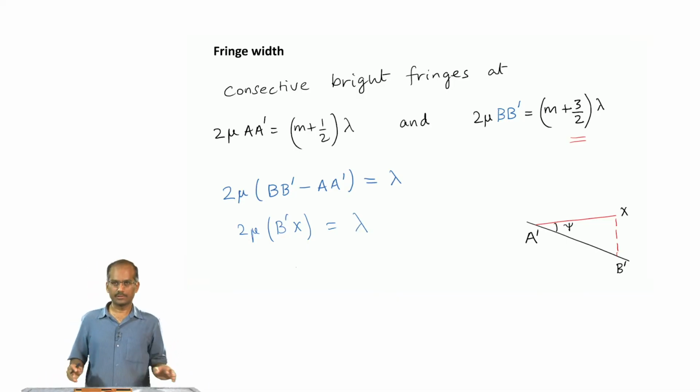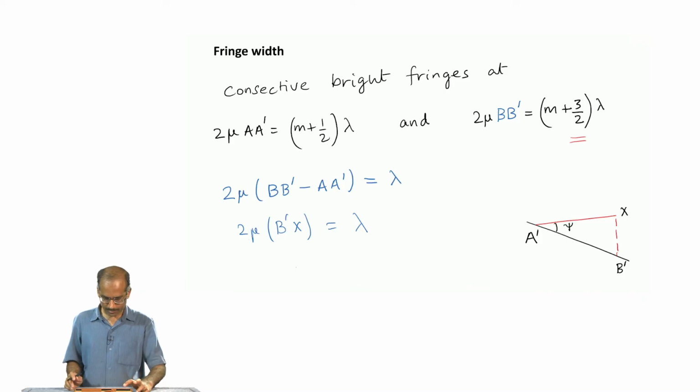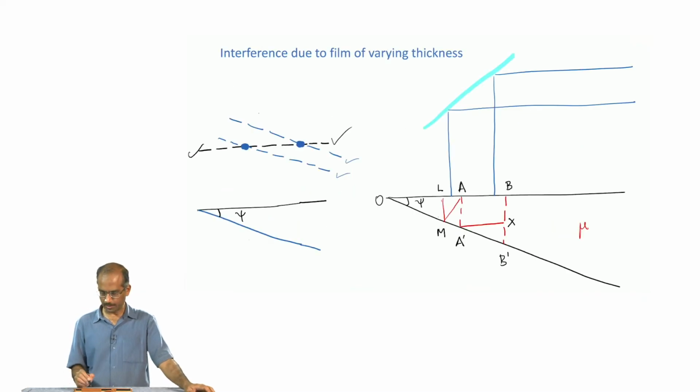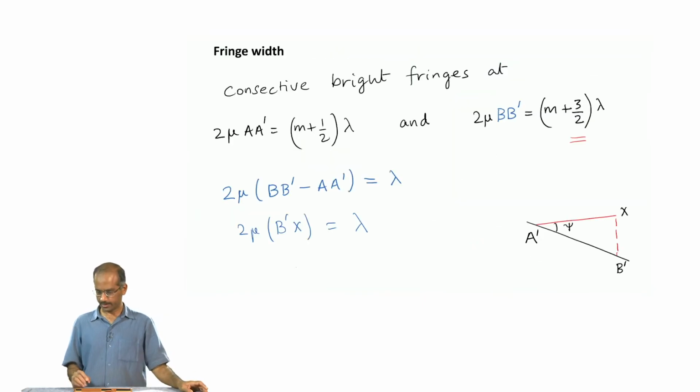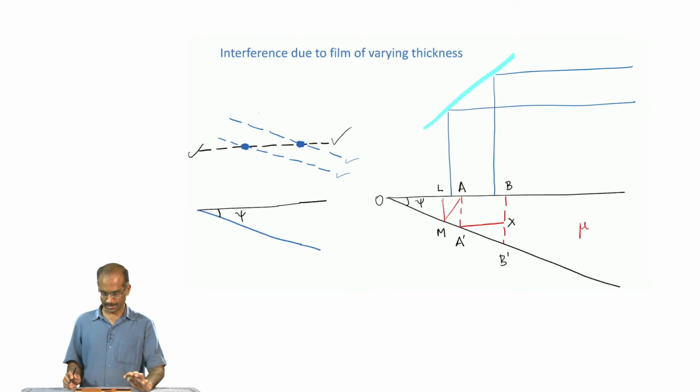Now, if you look at this figure, what I have done is to draw this part of the figure, A prime x B prime, here again, indicating the angle psi as well, because the angle psi which is at position O would be the same here at the point A prime as well.